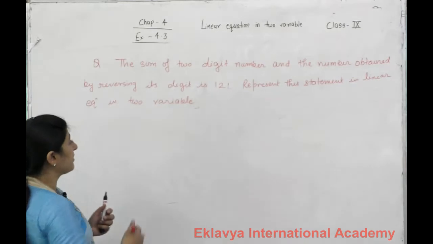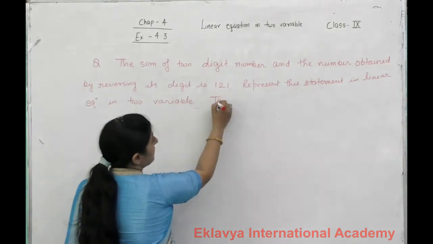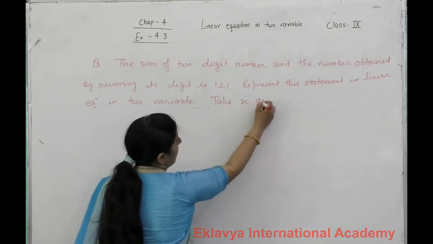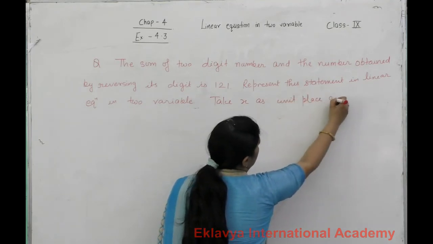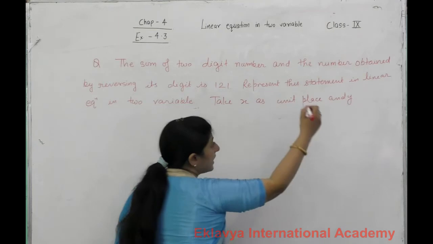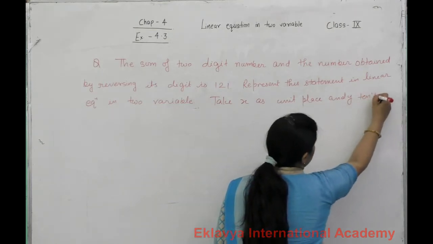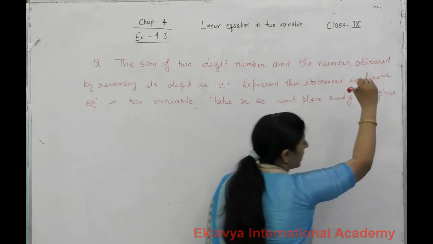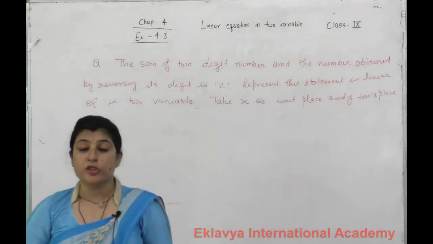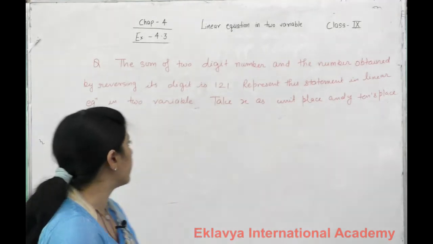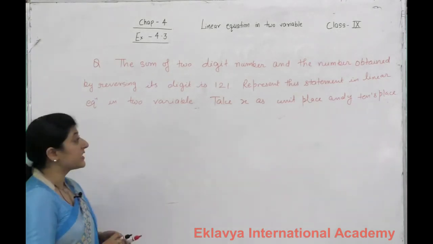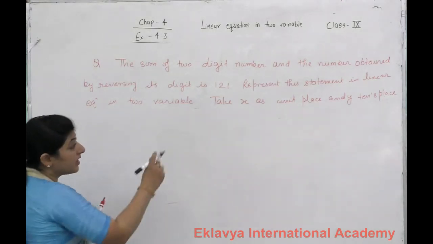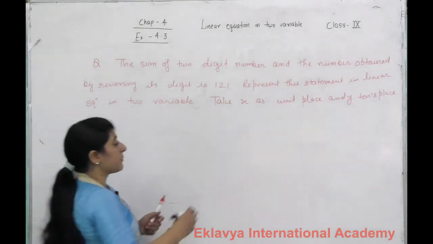Now see, let us take x as a unit place and y as tens place. In 8th class you already discussed this type of question, how to take the two digit number. हम किस तरह से two digit number को लेते हैं. In 8th class you already studied. Now see, any two digit number, suppose 21.